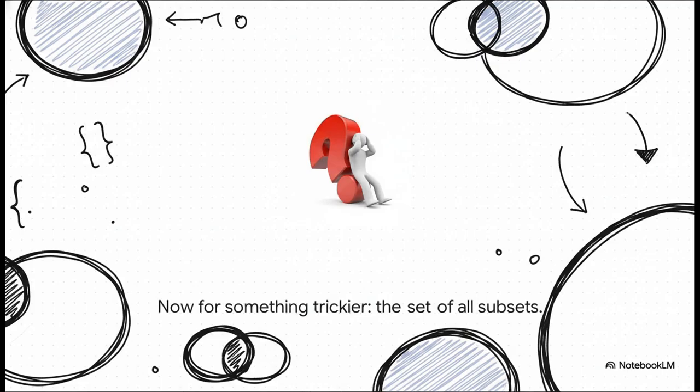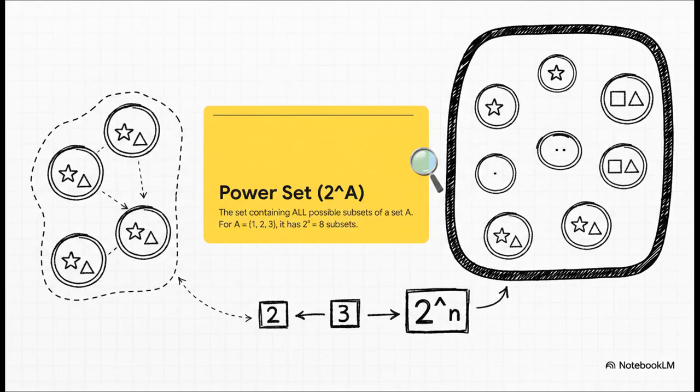Okay, we have covered a lot of ground with our basic tools, but now we are going to level up. Let's tackle a concept that can feel a little weird at first, but is incredibly powerful. We're going to talk about the set of all subsets. This thing is called the power set. And yes, you heard that right. It's a set that is made up of other sets.